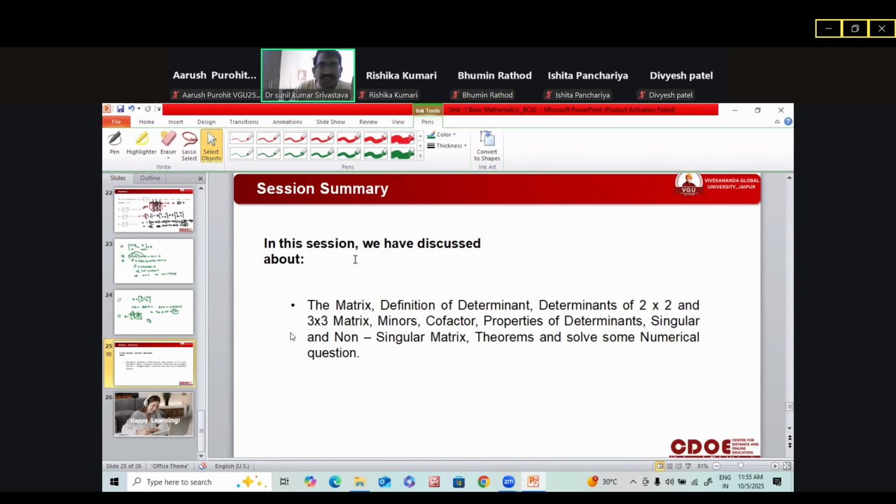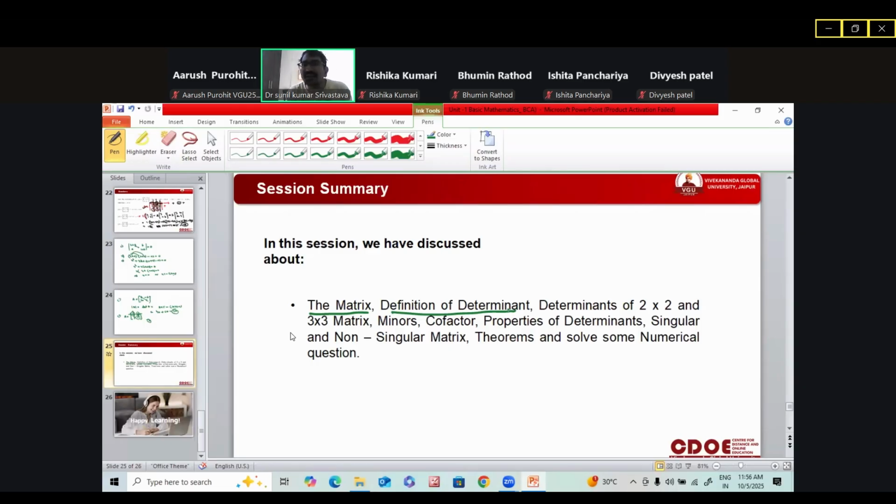We have discussed in detail the learning outcomes of the session: the definition of matrices and the definition of the determinant, how to calculate the determinant of order 2 by 2 and 3 by 3, what the minors and cofactors mean, what the properties of determinants are, and how these properties are very useful in the calculation of 3 by 3 determinants and higher order ones.